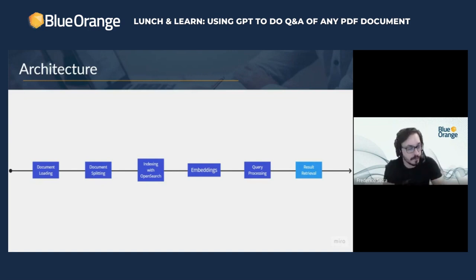Then we do the query processing. Pretty much we get the information that the user is requesting, their question, embed that, and do the search through the embeddings you already indexed on OpenSearch. Upon that, we get the results, and we stream that into Streamlit.